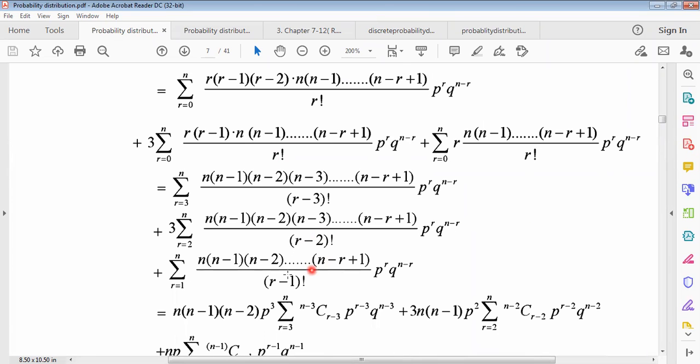This is why. And the third term will be, this r will be cancelled. R factorial equals to what? R into r minus 1 factorial. So this will be r minus 1 factorial.